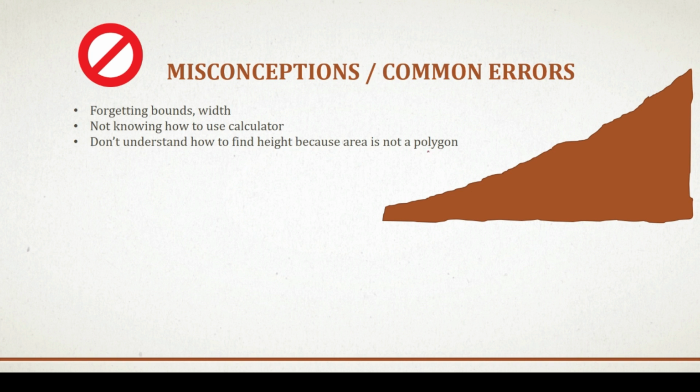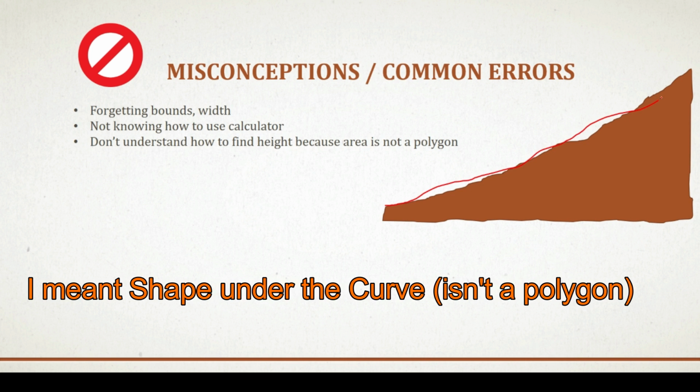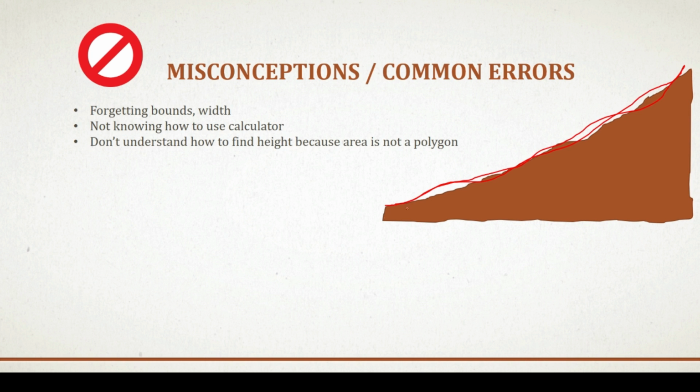Our third common error slash misconception is that people don't understand how to find the height because the area is not a polygon. For example, this is a curved part of the graph, right? And we do have a width, but people are like, oh, how do I find the area of a curved region, right? We don't know how to do that. But what we're doing is we're just molding this area into a rectangle, correct? And we know how to solve for the height of a rectangle. Just think about it like this.